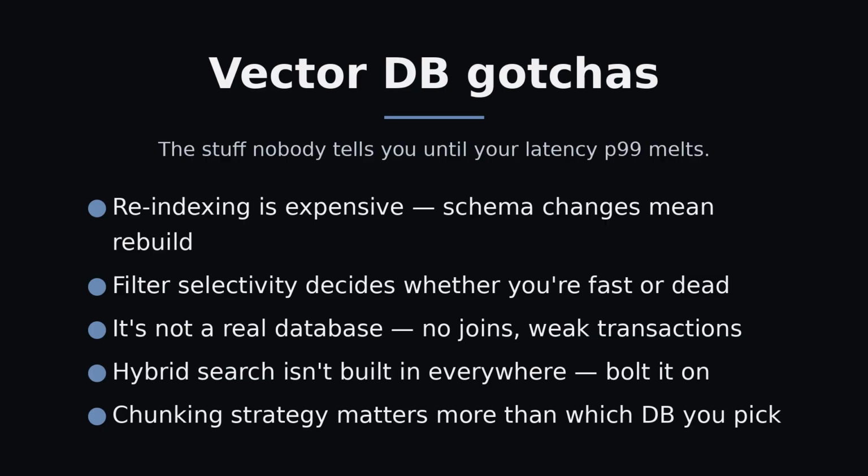3. A vector database is not a real database. No joins, weak transactions. If 2 services need a consistent view of the same data, you'll feel it. 4. Hybrid search. The keyword plus semantic combo we covered last episode isn't built into every product. Some you bolt on. And 5. The one nobody wants to hear. Which vector database you pick matters less than how you chunk your documents in the first place. Bad chunks, fancy database, still bad results.